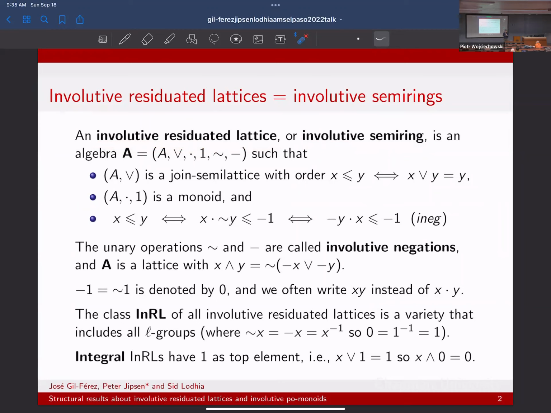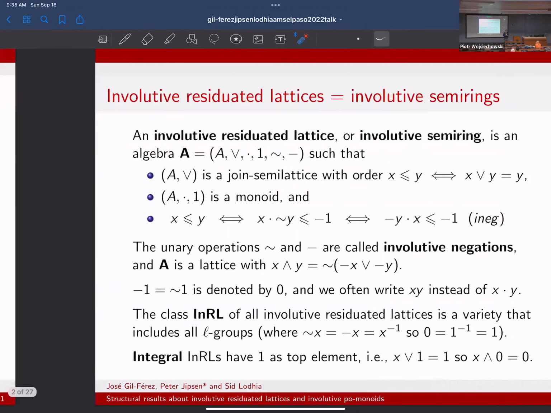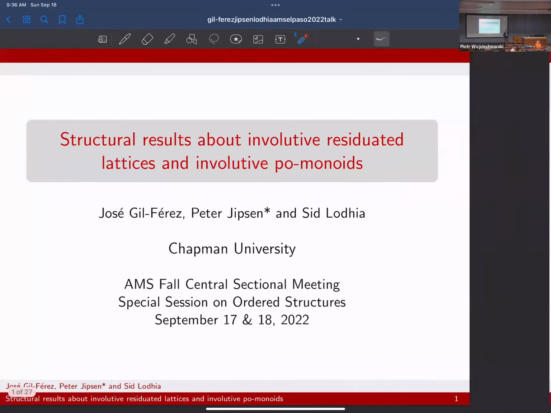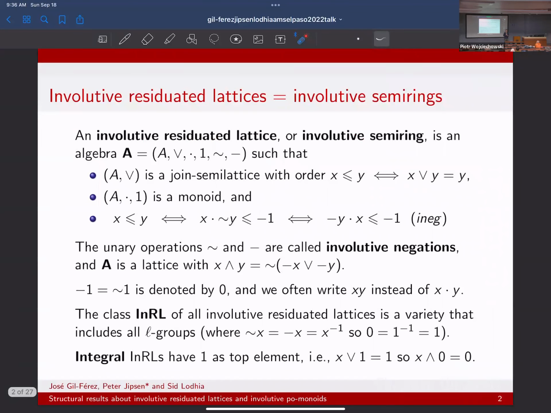So I'm talking about joint research with Jose Gilfres and Sid Lodia. Sid is an undergraduate student, and Jose joined Chapman a year ago and was instrumental in making these results become the reality that they are now in the last couple of weeks.